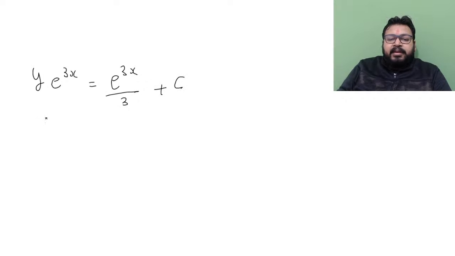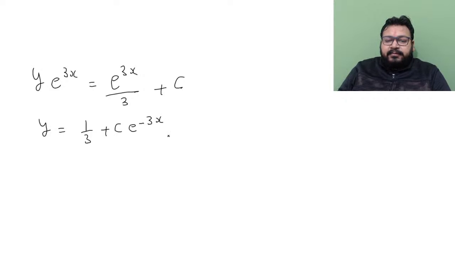So y into e to the power 3x, the integration of e to the power 3x is e to the power 3x upon 3, the derivative of 3x, plus c. So what is y? Y is equal to 1 upon 3 plus c e to the power minus 3x.